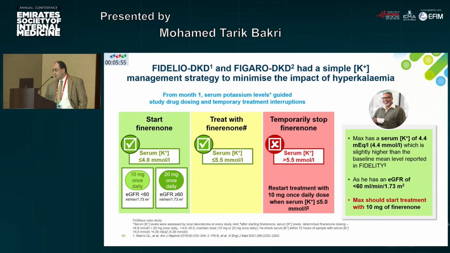His potassium is less than 4.4, and his GFR is less than 60, so the recommended dose, as in the study, is 10 milligram. Repeat potassium after 1 month, 4 weeks, and if the potassium is still low, you can up-titrate to 20 milligram. And if the patient develops hyperkalemia, which, as we said, is really not a very high chance, then sometimes we have to stop and wait until it goes below 5, and start again with 10 and monitor more frequently.